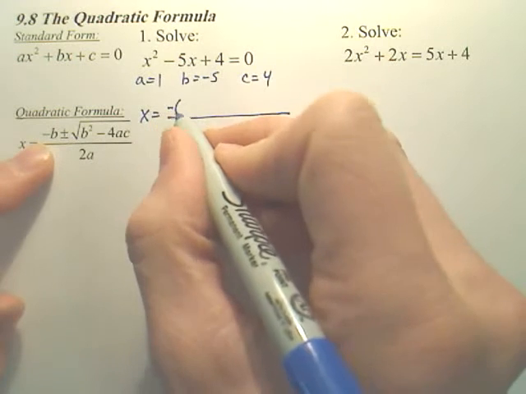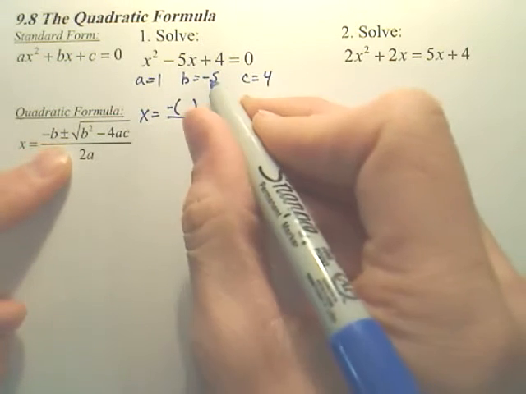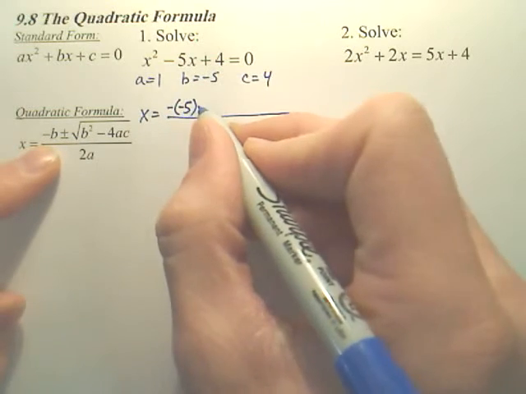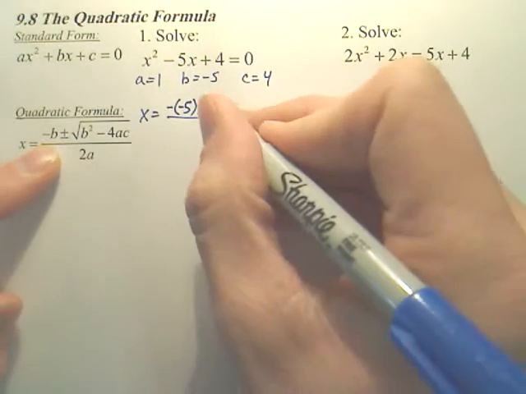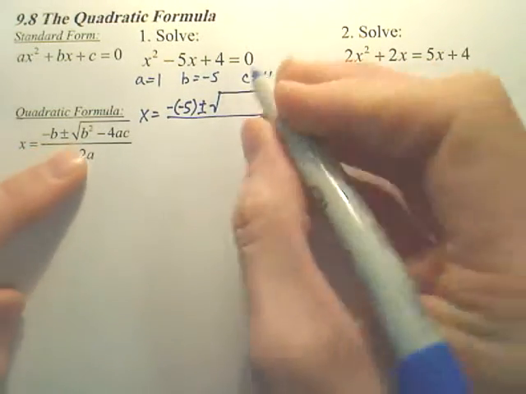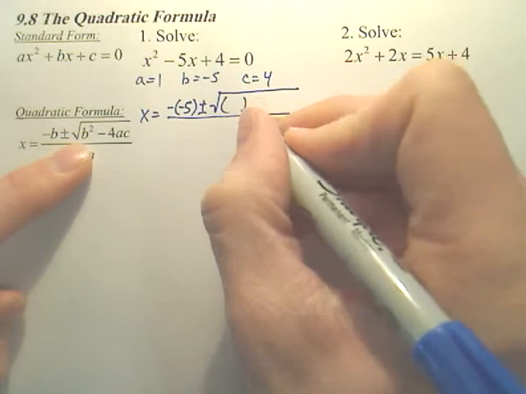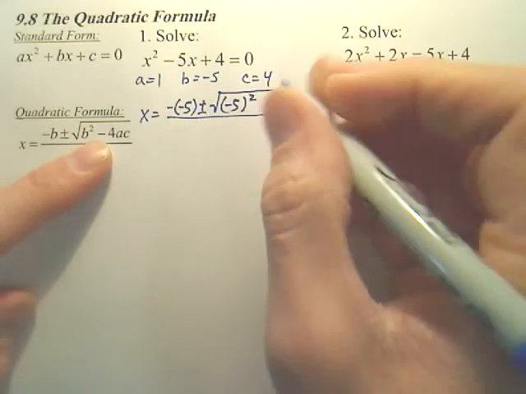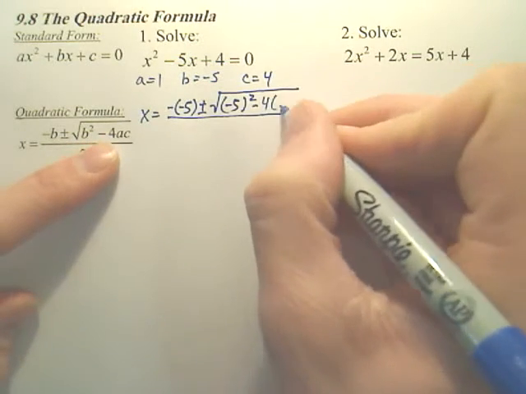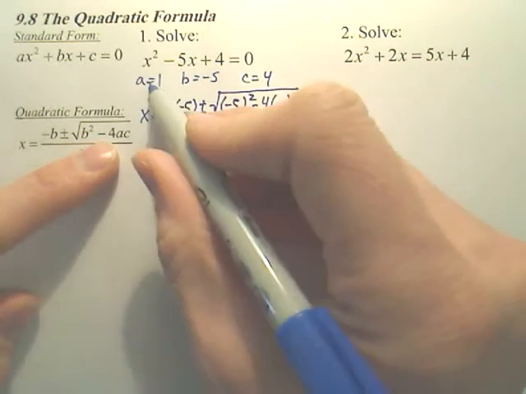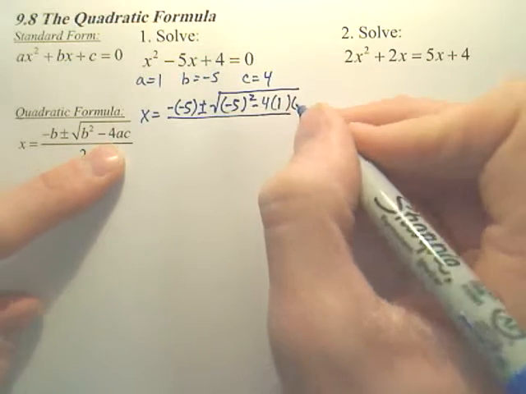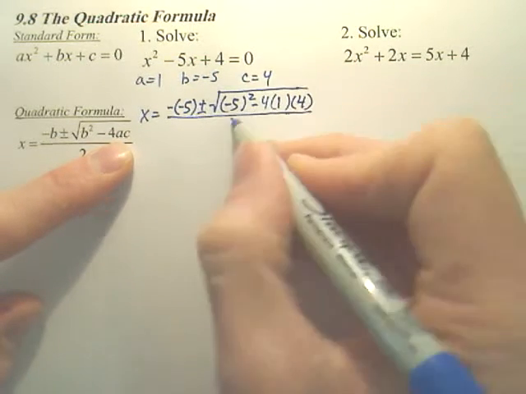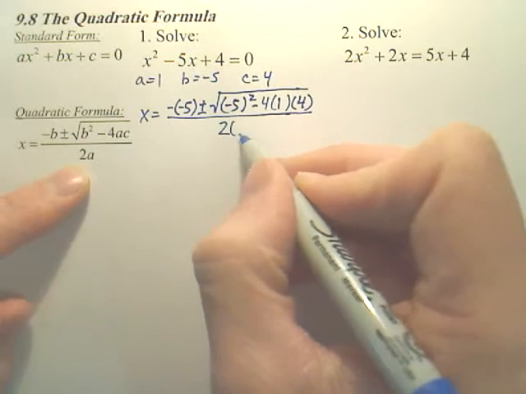So we do negative B. So negative B is negative 5. B is negative 5, so the opposite of negative 5, plus or minus the square root of B squared. So what are we going to square? We're going to square negative 5. It's B. Minus 4 times A. Well, A is 1, so that's 1. And C is 4. All over 2 times A.